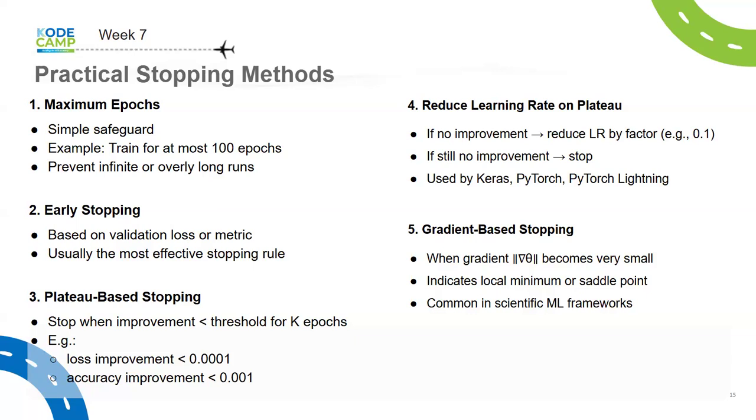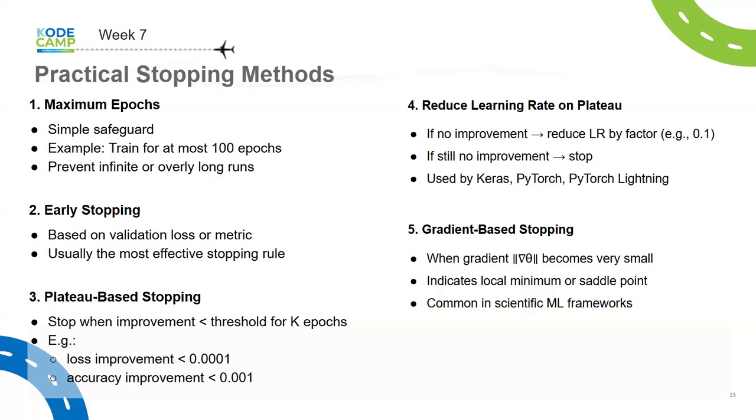Then we have gradient-based stopping. Gradient-based stopping is when the value of gradient becomes very small. So again, remember the size of the gradient determines the amount of updates that will be added or subtracted from the parameters. So if the gradient is very low, that means the parameters will not be updated that much, especially if the learning rate is also low. So you now have a low gradient times a low learning rate. That would be a very low value.